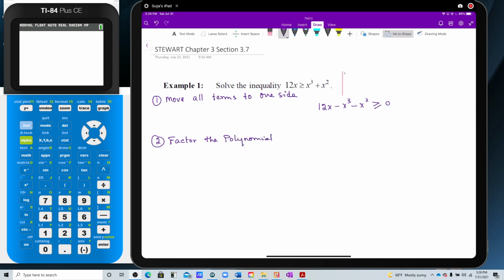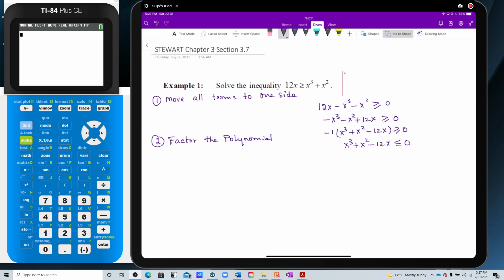Now, before I do this factoring, I'm going to make a little adjustment. I'm going to rewrite this as negative x cubed minus x squared plus 12x is greater than or equal to 0. And now I'm going to factor out a negative 1 and make my leading coefficient positive. That is going to be negative 1 times x cubed plus x squared minus 12x is greater than or equal to 0. Now if I divide both sides by a negative 1, my inequality will switch signs, less than or equal to 0. So this is equivalent to saying the other way around.